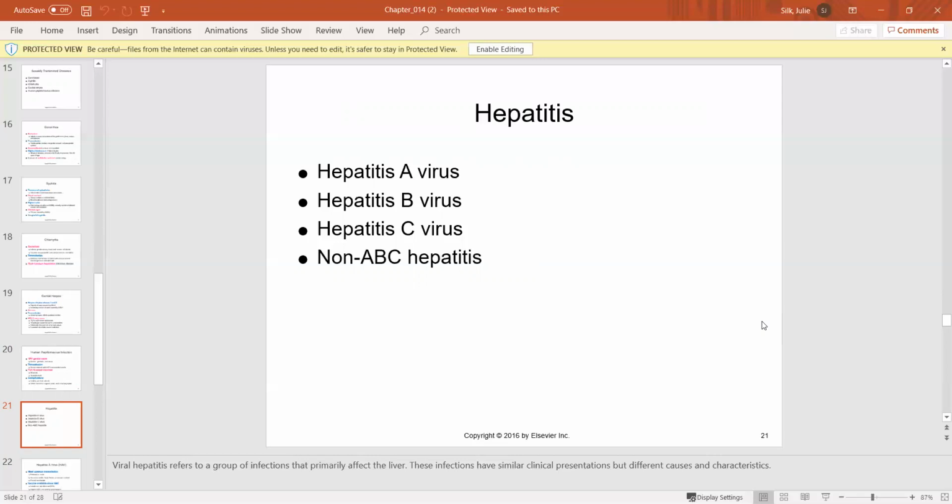Viral hepatitis is going to refer to a group of infections that primarily affects the liver. These infections have similar clinical presentations, but different causes and characteristics. So it's definitely beneficial to know the difference between some of these.